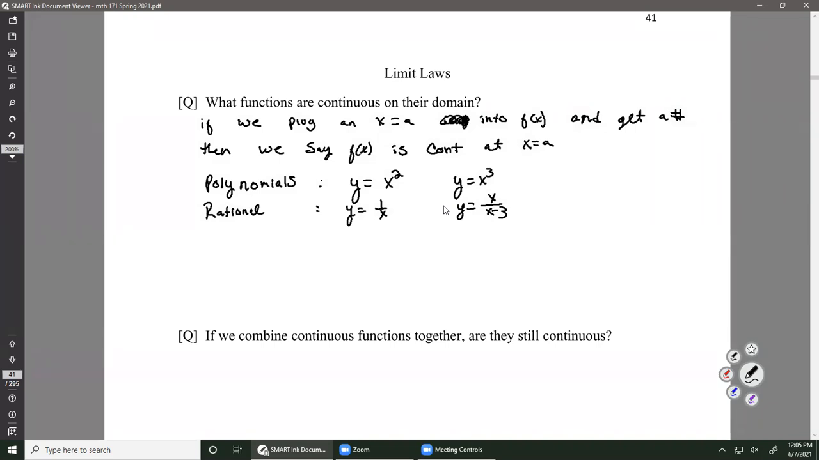So I'm just going to start listing off a bunch of these. We have exponential functions, so exponential, logarithms, trig, square roots, absolute values, are all continuous on their domain.